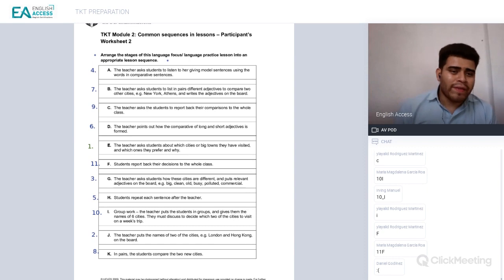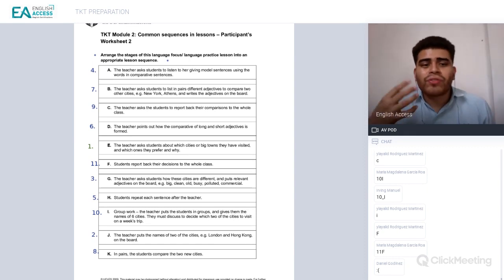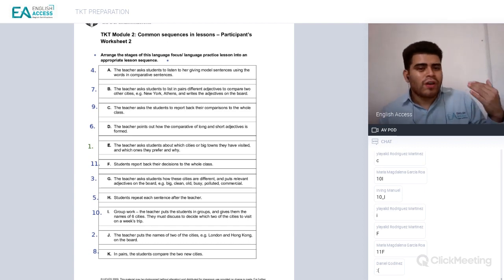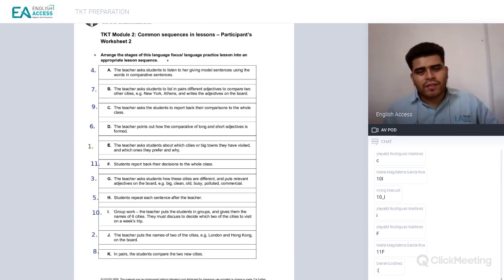And now finally we have the production. Students report back their decisions to the whole class. They are producing the language. They have to tell the class why they chose these two. We want to go to New York because it has more malls than the other cities, because it's colder, more opportunities.